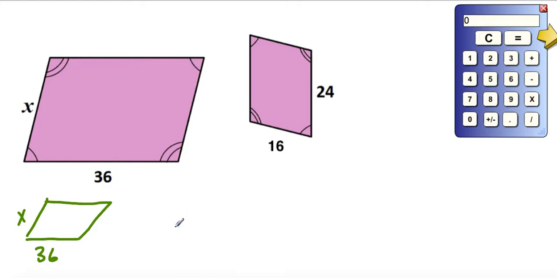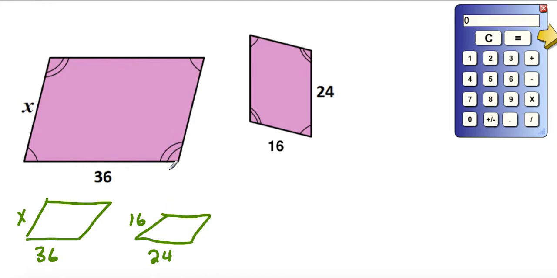I also have this smaller figure right here, and I'm going to redraw this so that it looks the same. I will make it a little bit smaller though. So it's a little bit smaller. And you'll notice if I rotate this, my bottom side will be 24 units. And this slanted side, not my height, but my slanted side of my parallelogram will be 16.